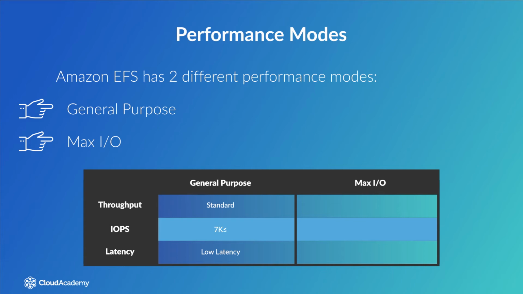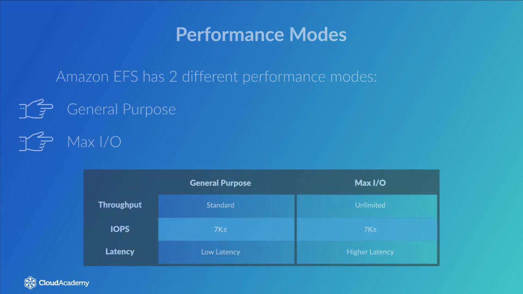If, however, you have a huge scale architecture where your EFS file system is likely to be used by many thousands of EC2 instances concurrently and will exceed 7,000 operations per second, then you'll need to consider Max I/O. Now, this mode offers a virtually unlimited amount of throughput and IOPS. The downside is, however, that your file operation latency will take a negative hit over that of general purpose.